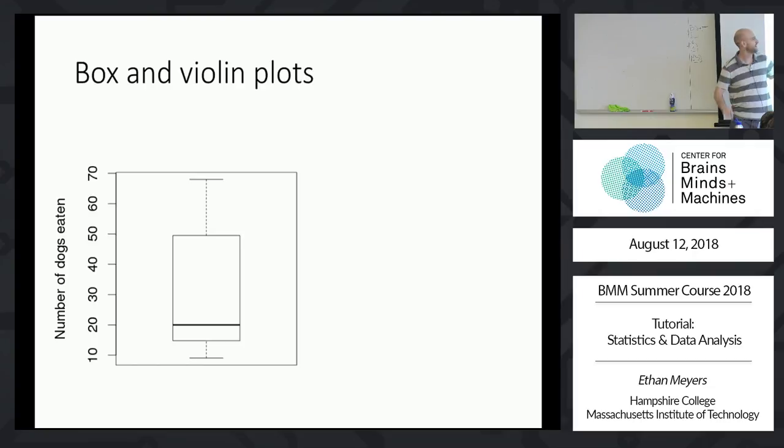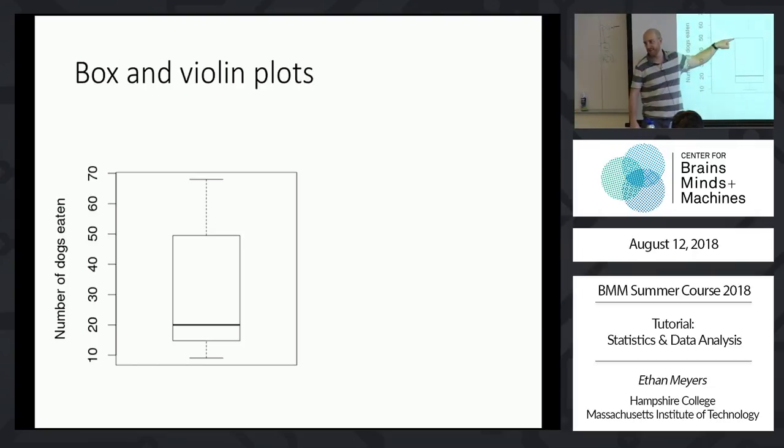Median? This? Third quartile, right? So this is 75% of your data is less than this value. This is the first quartile, so 25% of your data is less than this value. What about these guys? So these are the extreme values, the maximum and the minimum, that don't include outliers, okay?